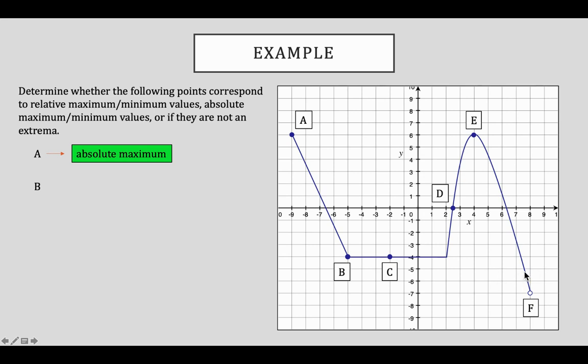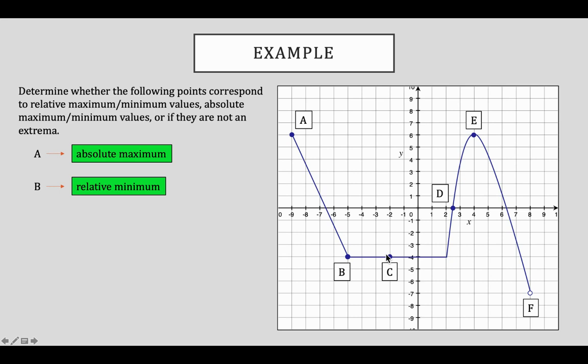No, I have points over here that are lower, so it's not an absolute min. But if we compare point B and the points relative to it, immediately to its left and to its right, the y value associated with point B is less than or equal to the y values of the points immediately to its left and its right. Because of that, point B is a relative minimum.